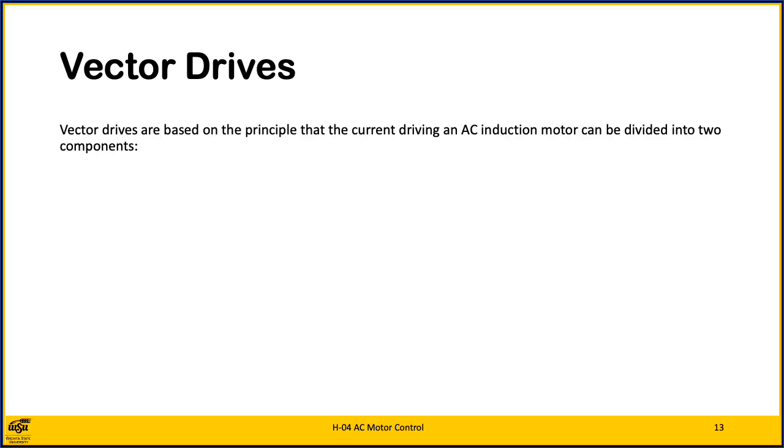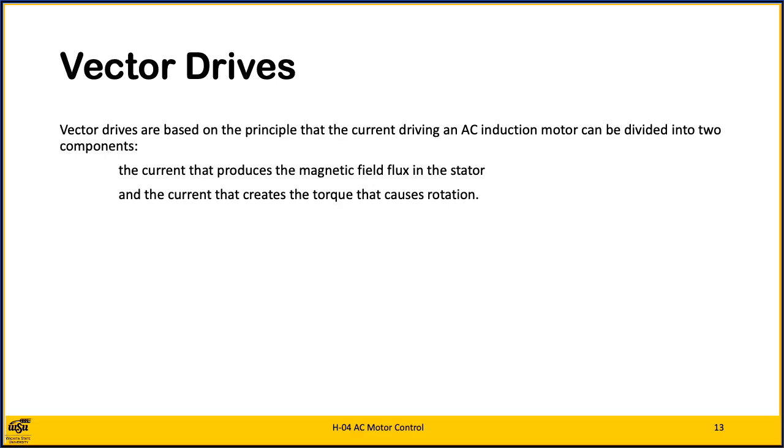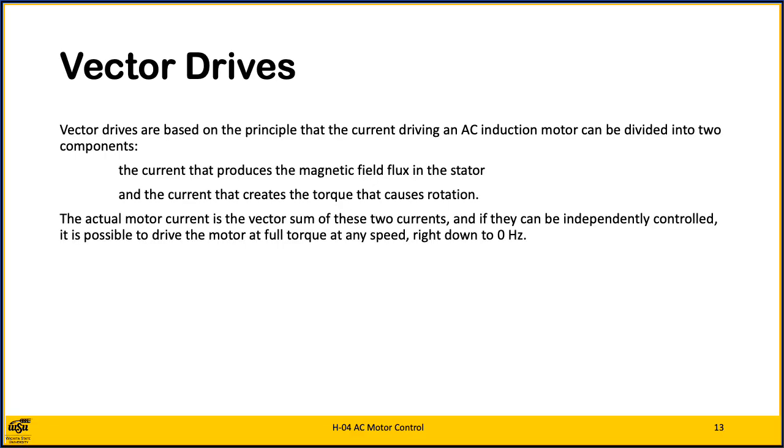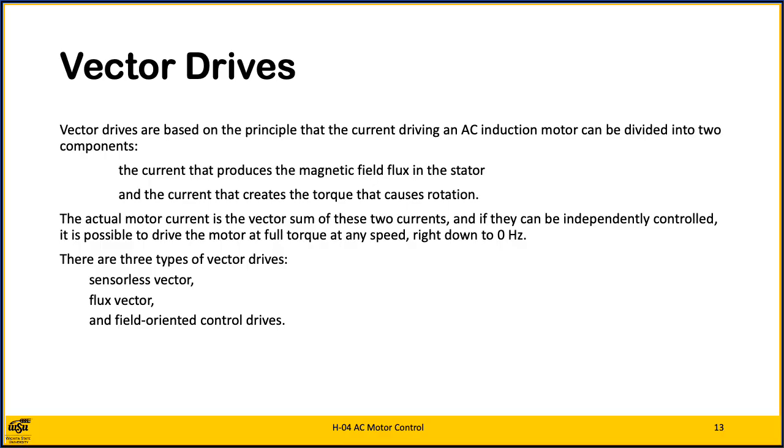Vector drives are based on the principle that the current driving an AC induction motor can be divided into two components: the current that produces the magnetic field flux in the stator and the current that creates the torque that causes rotation. The actual motor current is the vector sum of these two currents, and if they can be independently controlled, it's possible to drive the motor at full torque at any speed, right down to 0 Hz. There are three types of vector drives: sensorless vector, flux vector, and field-oriented control drives.